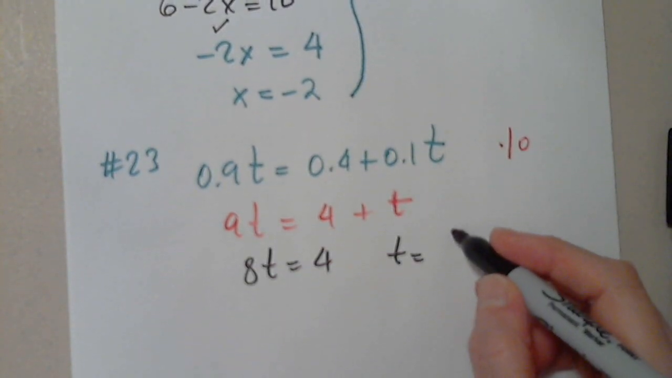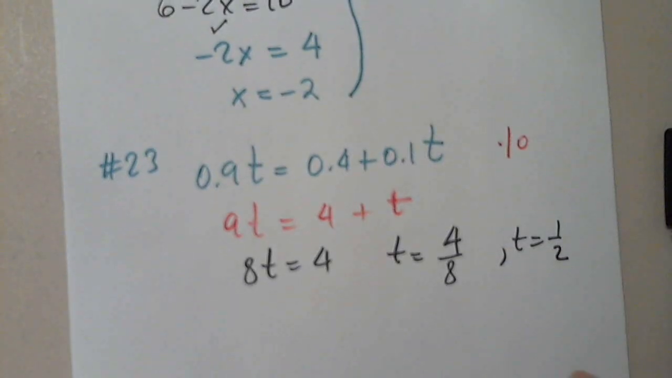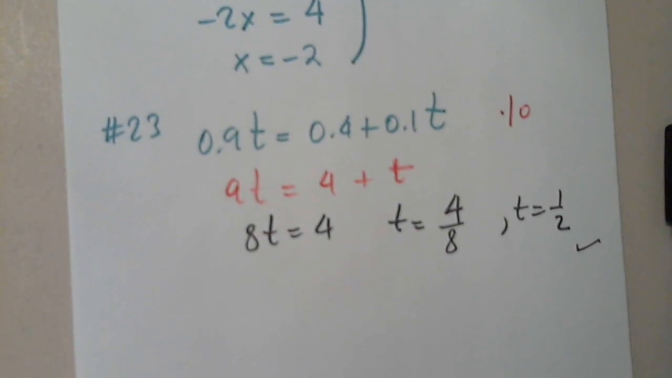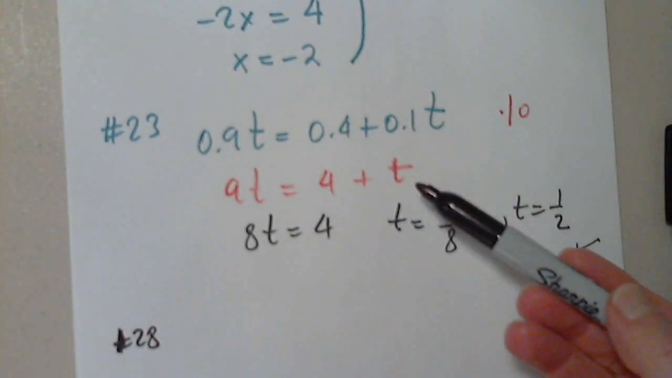0.5. 4 divided by 8, so t equals 1/2. 0.5 is not wrong. We prefer fractions. Good. And the last one, that is 28. And of course I didn't ask, but this is the same thing.